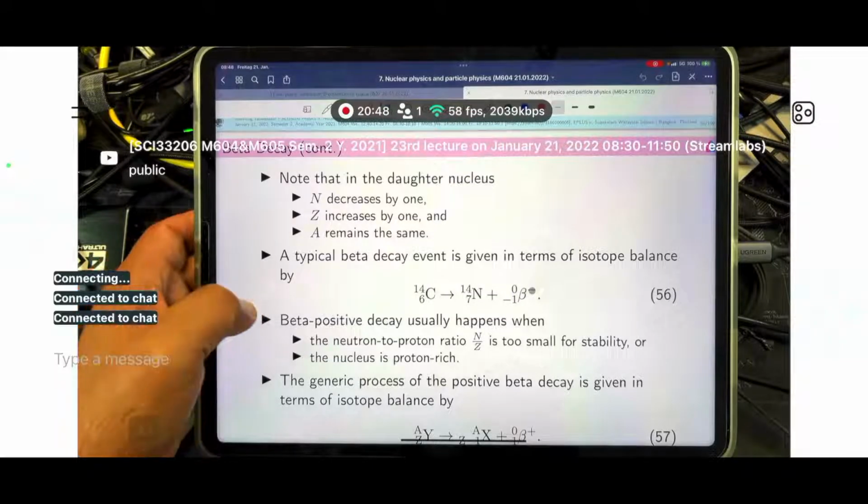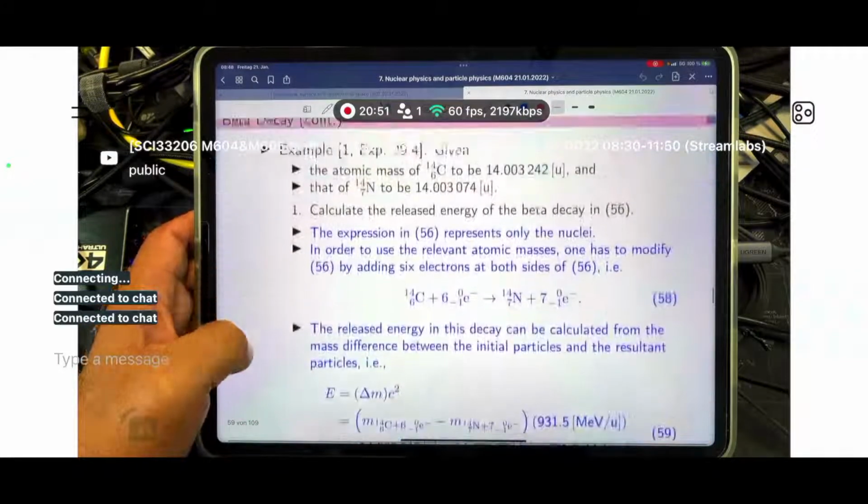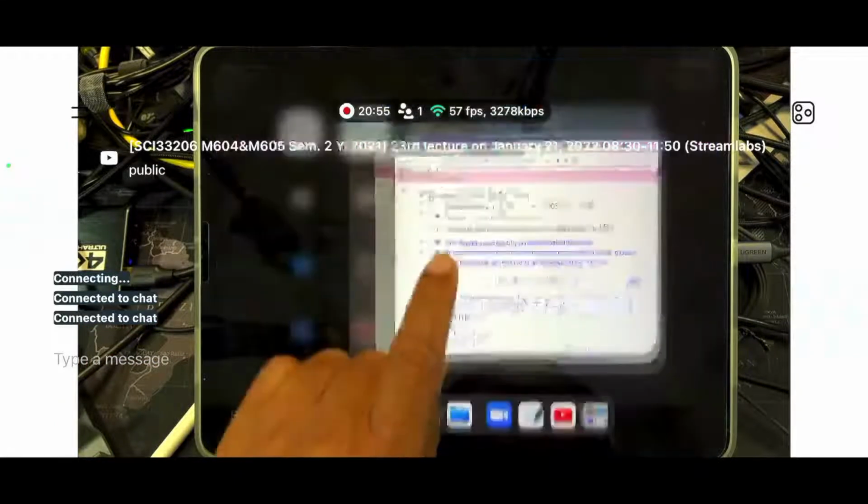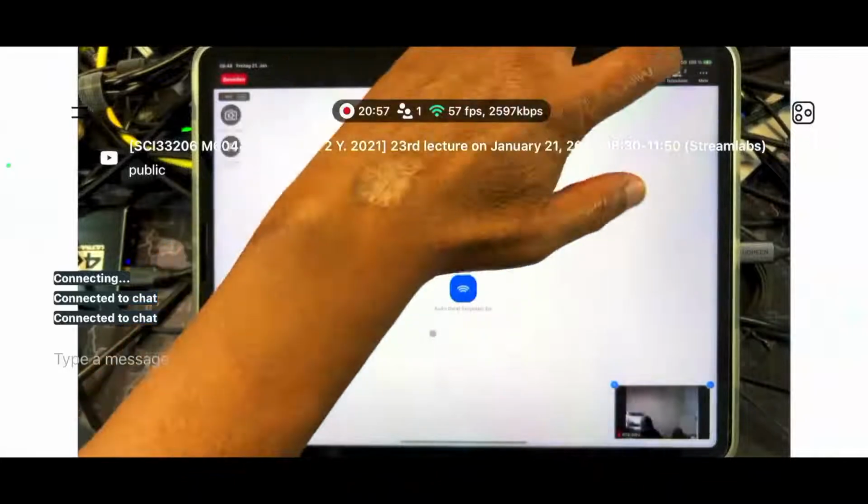But in order to do the computation, we are going to use the complete atom. Is anyone going to join? No.